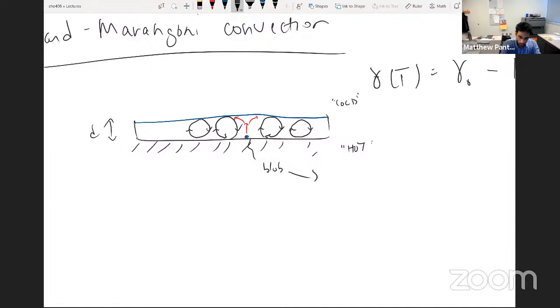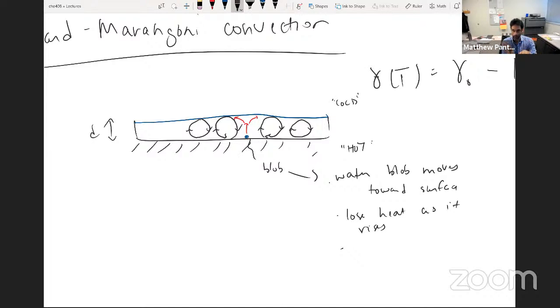We can say that the water blob moves towards the surface. It'll lose heat as it rises to the environment. And then the blob diverges. If it's an infinitesimal blob, it'll go one way or another. If it's an actual packet, you can imagine it splitting up. There's a couple ways to model this.